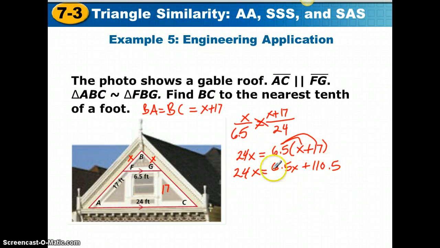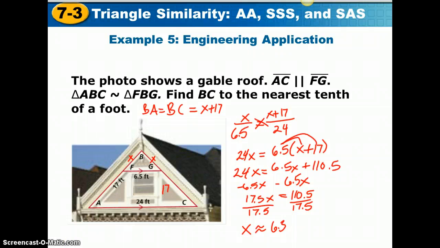I'm going to let you continue to work this out. You'll need to pause the video. We're running out of time. But once you're ready, click play to check what the answer should be. All right, you should get that x is 6.3 approximately. So when we plug that in to find BC, we should get that BC is about 23.3 feet.